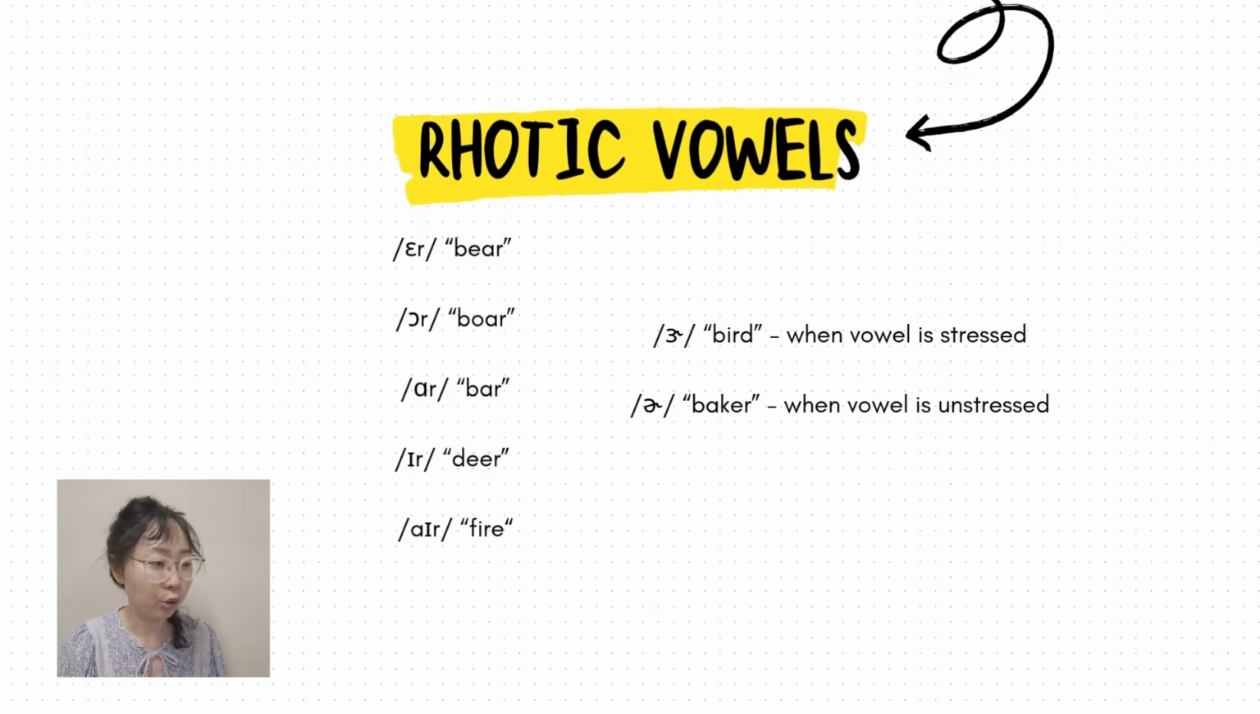The last two, there is a slight difference between the two ers, but it's very hard to tell even for native speakers. It's just to know that the first as in bird is used for stressed vowels, and then the er as in baker is used when the vowel is unstressed.